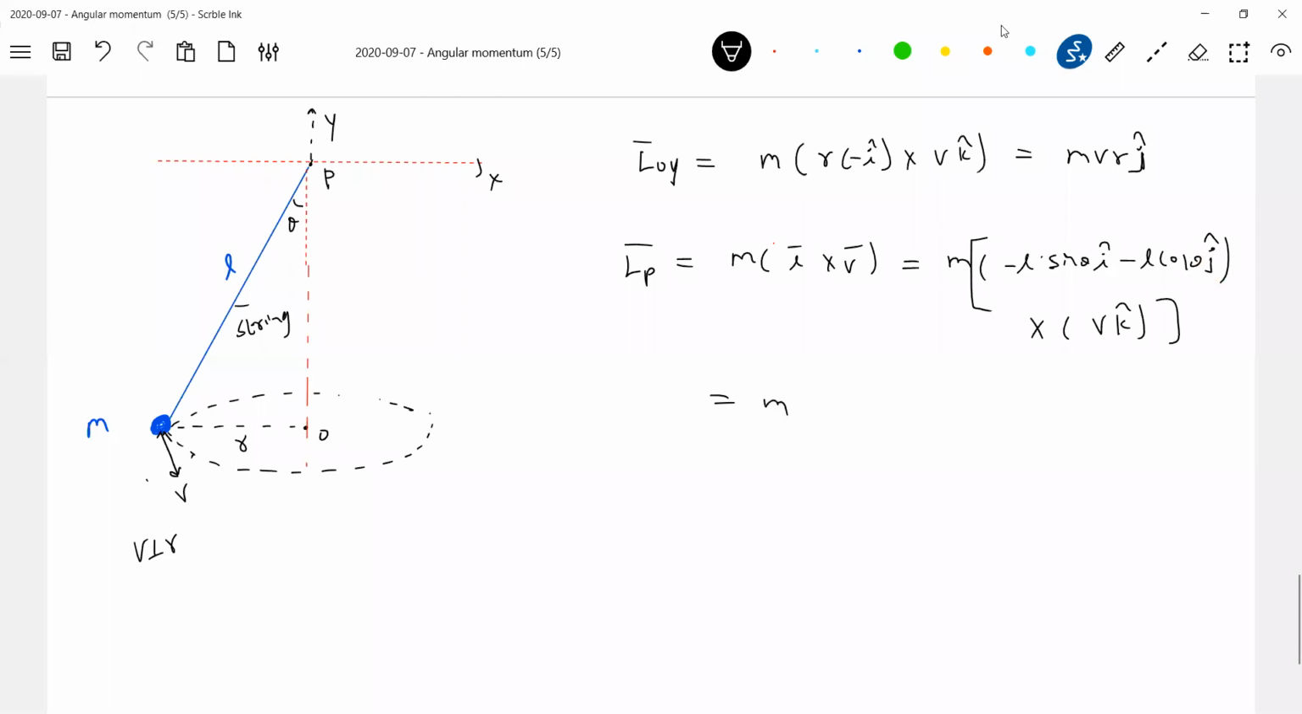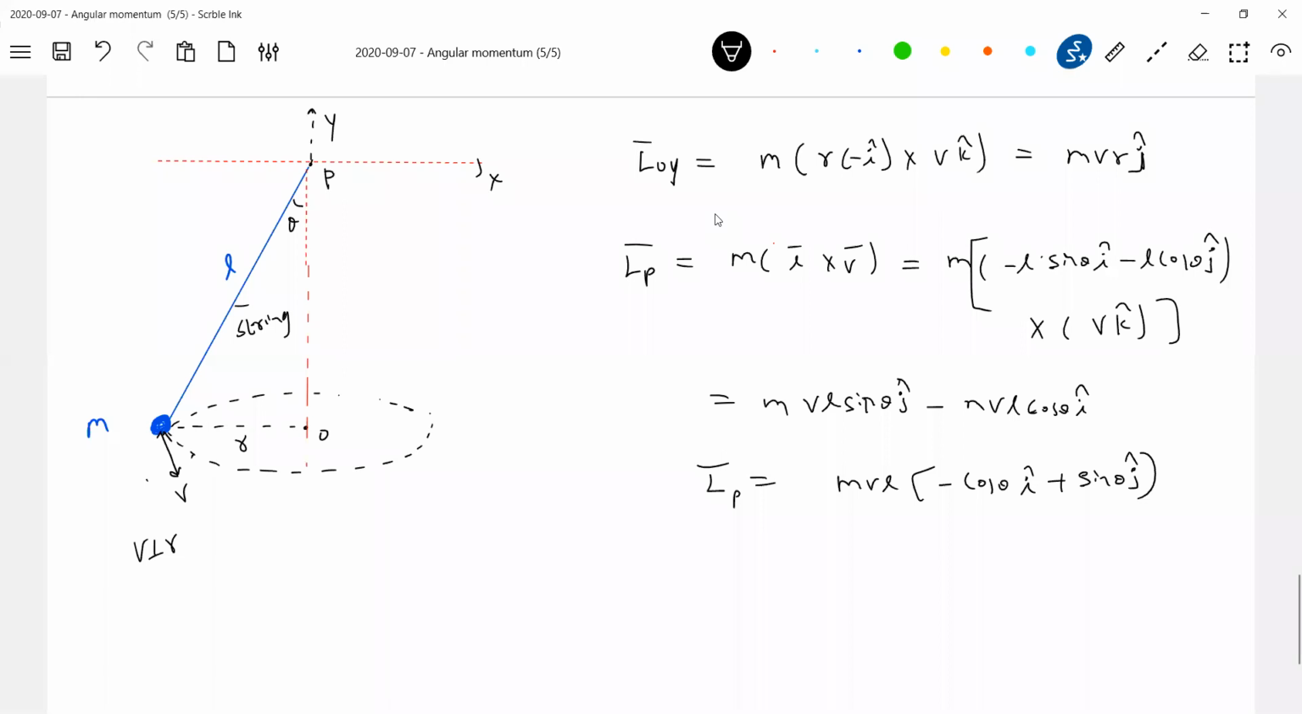I cross k, k cross I cross k will be minus j, no, minus of minus j. This will be mvl sine theta j cap. Keep it here. Then j cross k will be minus I. So this will be minus mvl cos theta I cap. So what is the resultant? This will be mvl, minus cos theta I cap. This is the axis. The angular momentum will be directed like this.